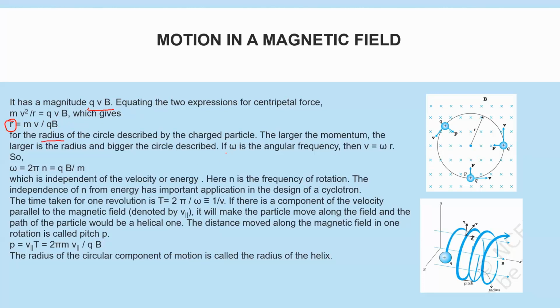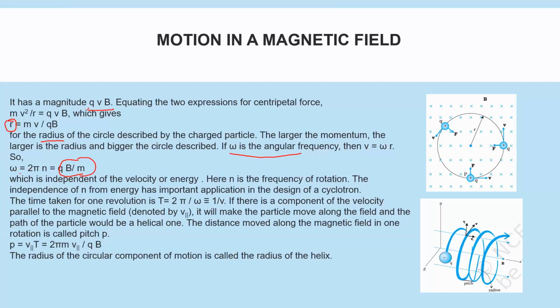Now if you want to find the angular frequency, in terms of the velocity, v is equal to omega r. So omega is equal to v by r. If you put the values of r and v in this equation, with omega equal to 2 pi n, you are going to be left with qB by m.